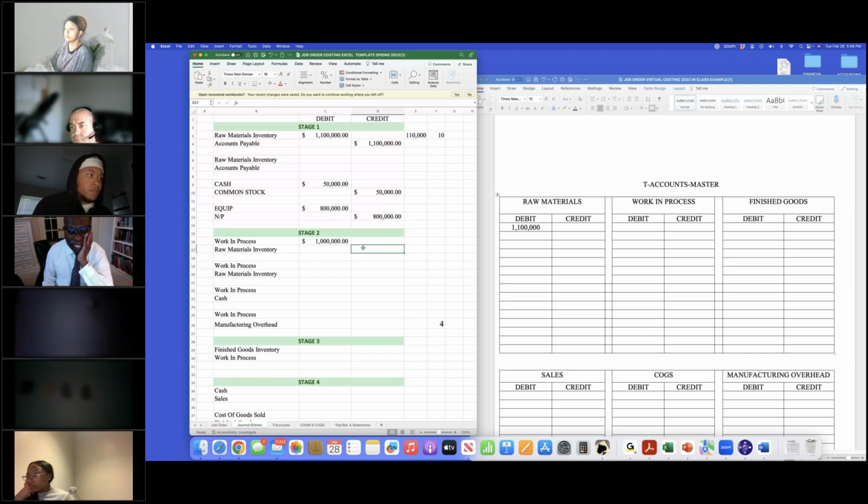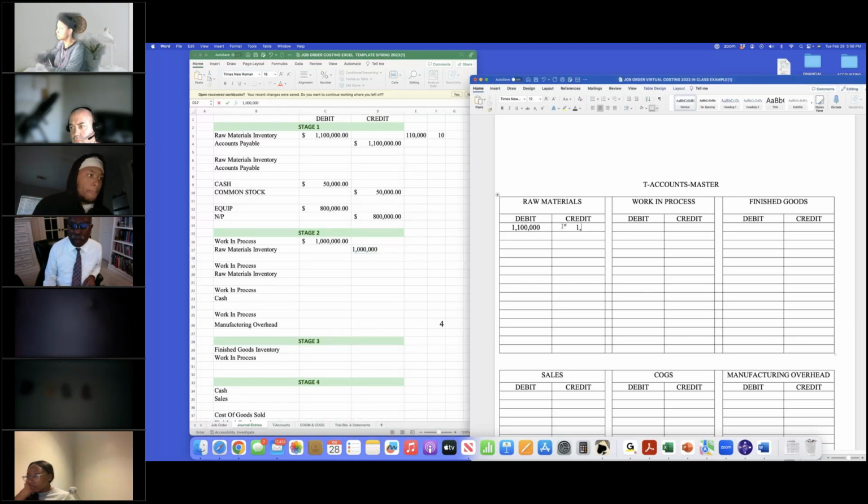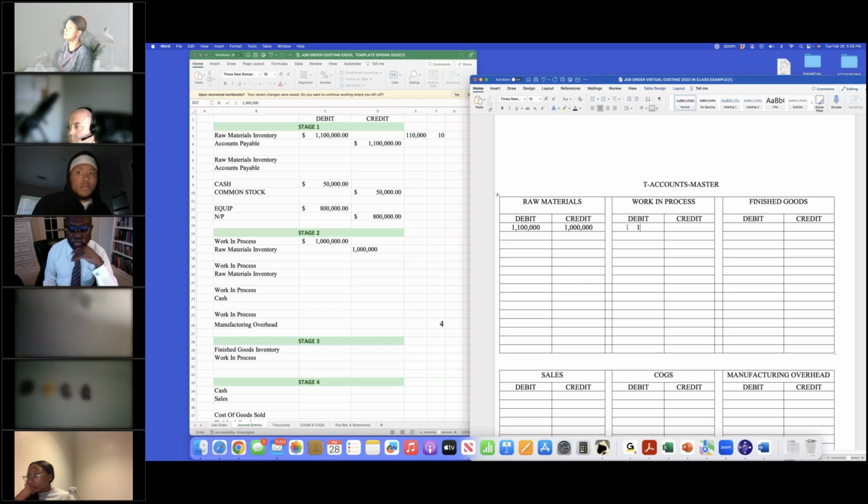So let's look at what's happening now. We've got a credit in this account for 1,100,000 now. We got a debit to work in process for, excuse me, this should be $1 million, and a debit to work in process for $1 million. So now we're going on and posting it, and so we know that our balance in this account is now 100,000.